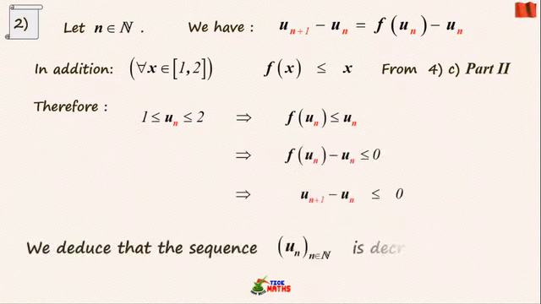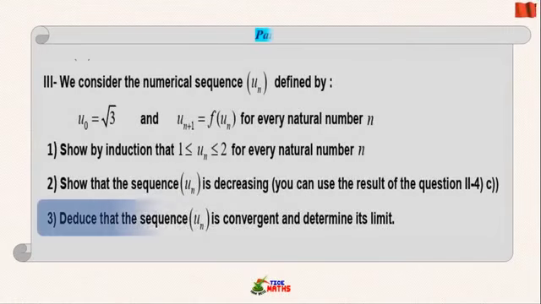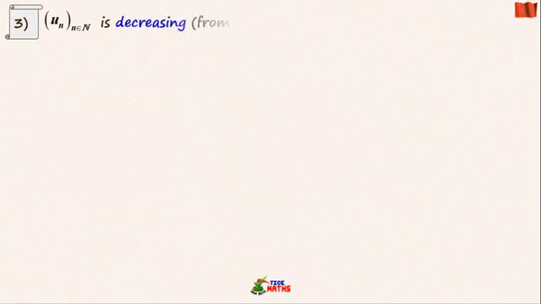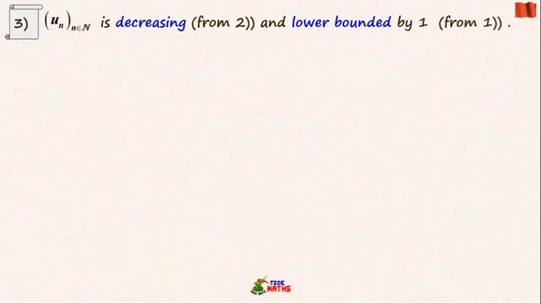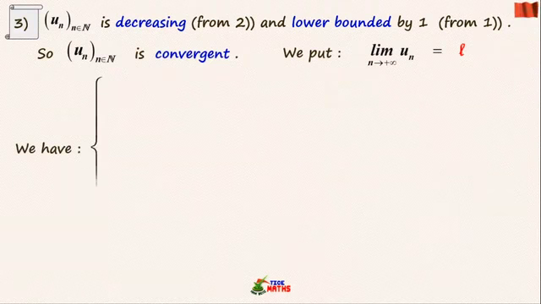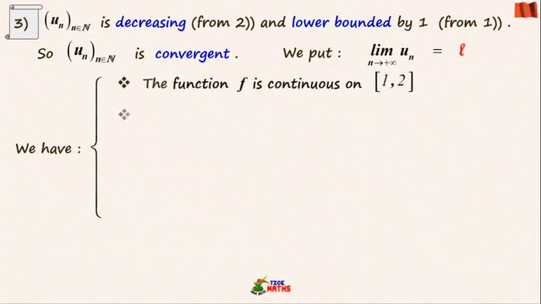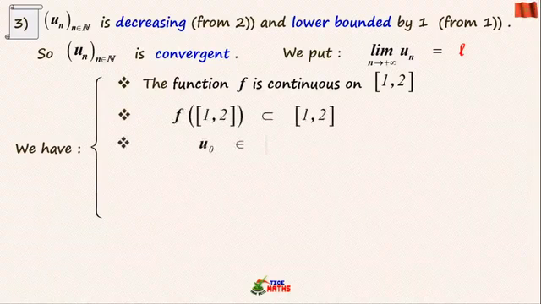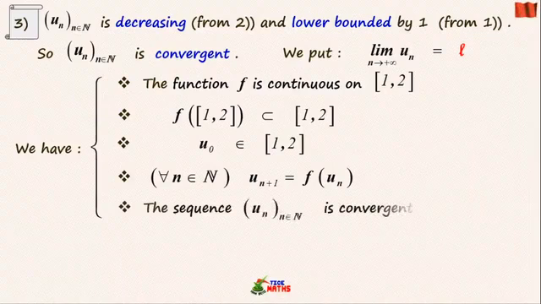In question 3, the sequence (u n) is convergent because it is decreasing from the previous question, and it is also bounded below by 1 from question 1 part 3. Thusly, its limit L exists and it is finite. To find the value of L, we have firstly to check the usual conditions. After that, we deduce that f of L equals L.